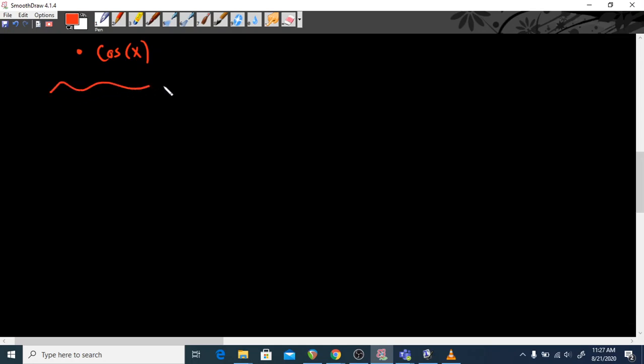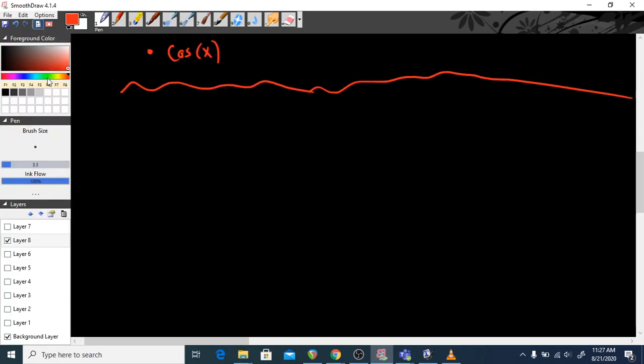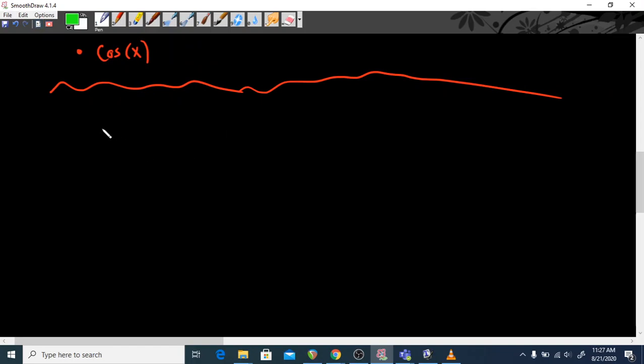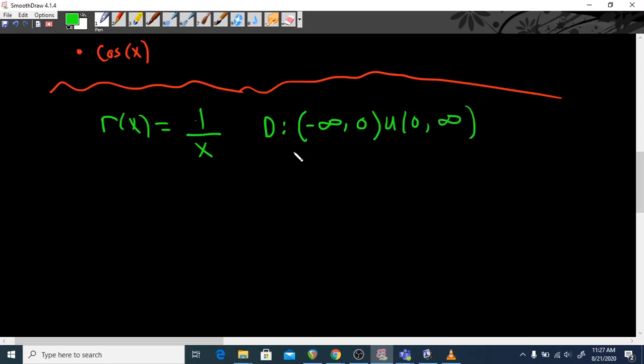Okay, now let's get into some functions that are continuous over their domain but have a restricted domain. So the reciprocal, 1 over x. The domain of this function is everything except 0. So it is continuous on its domain. But remember, the domain does not contain 0.